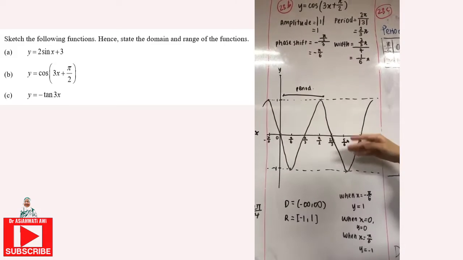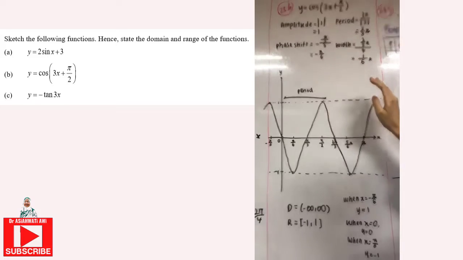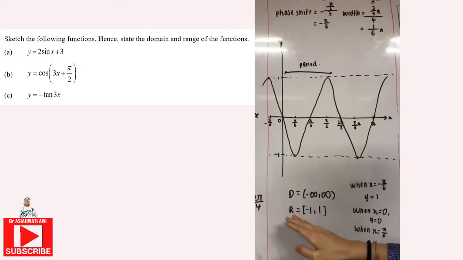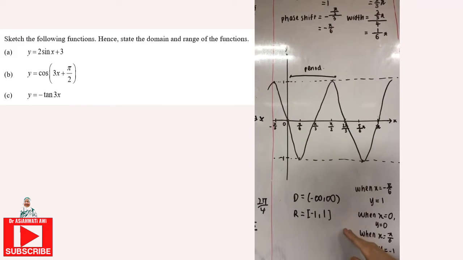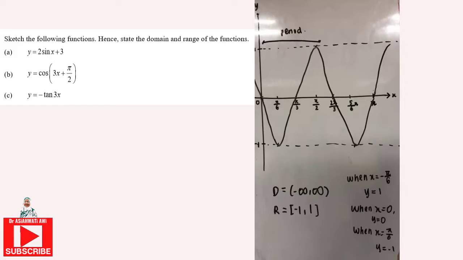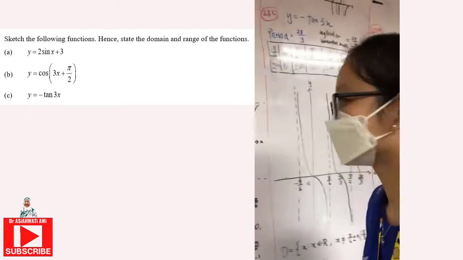We'll draw the graph like this. Because the question didn't mention the domain, this can be a continuous graph, so the domain will be all real numbers, and the range will be from negative 1 to 1. This one we just substitute the important points.